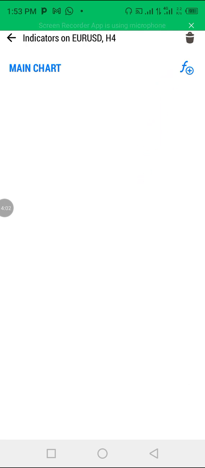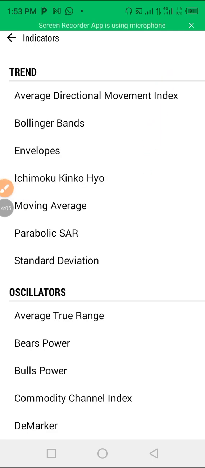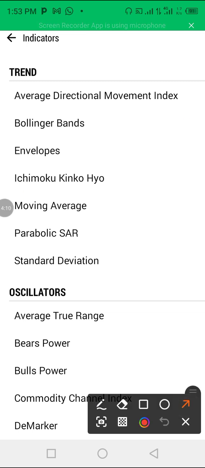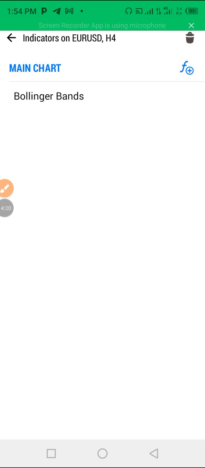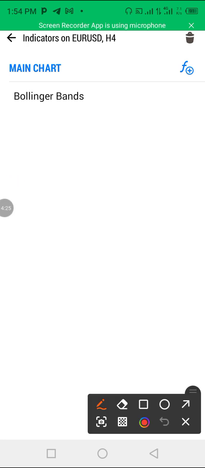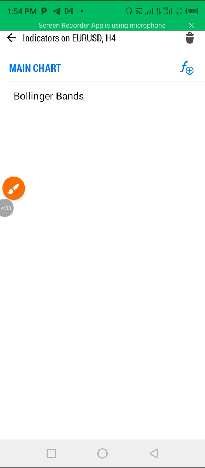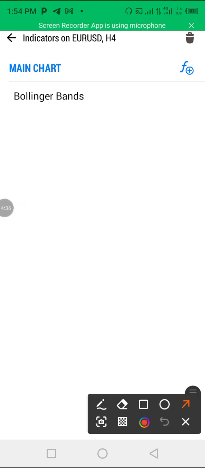So you tap on it. When you tap on it, the first thing you look for is Bollinger Bands. I do Bollinger Bands. So you tap on that Bollinger Band. Once you tap on it, leave the setting the way it is and then just tap on save. Now let's see how the Bollinger Band looks. You tap on the back arrow here. Can you see that? Once you tap on it, let's see how the Bollinger Band looks.